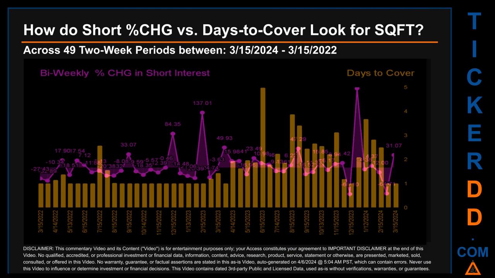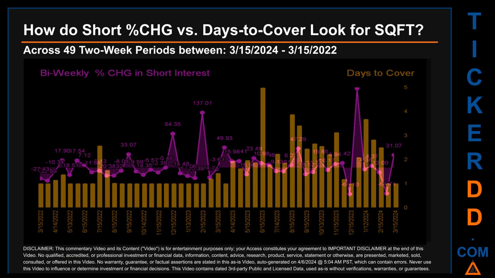Zooming out, I looked across 49 2-week snapshots, from latest found, March 15, 2024 to oldest found, March 15, 2022. In the graph, I overlaid bi-weekly percentage change in short interests against days to cover. Across these 49 2-week snapshots, the average percentage change of short interest was about 4.74%.